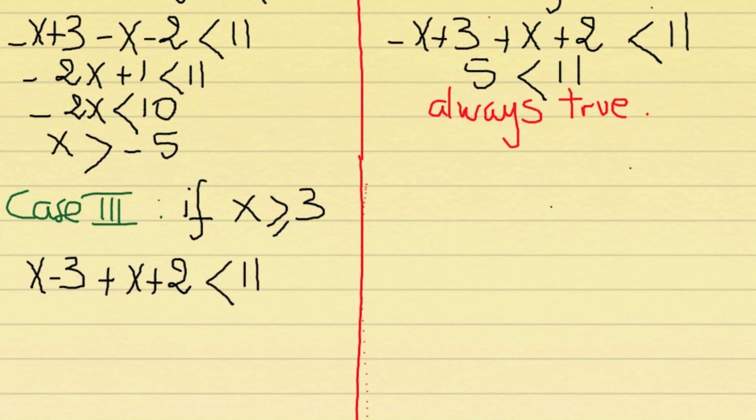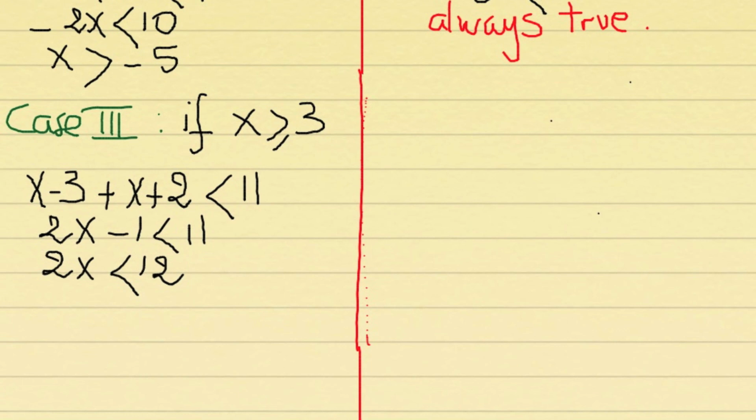Again, I'm going to combine the x terms: 2x minus 1 less than 11, 2x less than 12, x is less than 6.